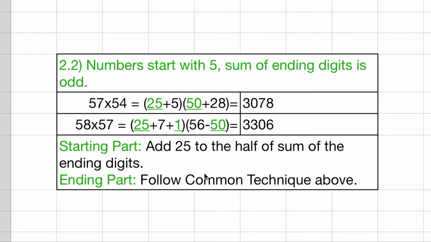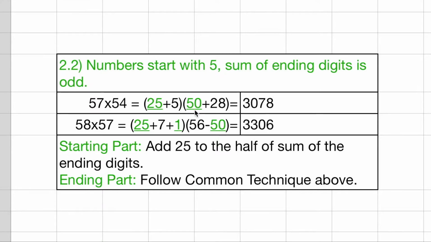Second technique. Here number starts with 5 and sum of ending digits is odd. So number starts with 5 and sum of ending digits is odd. So 7 plus 4 is 11. Here 8 plus 7 is 15. So to calculate a starting part, add 25 to the half of sum of the ending digits. So half of the sum is 7 plus 4 by 2, 11 by 2, which is 5. And we have to add 25 to it.